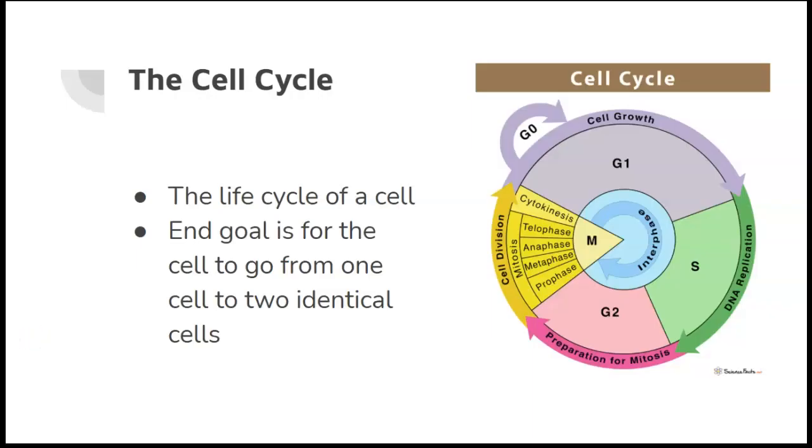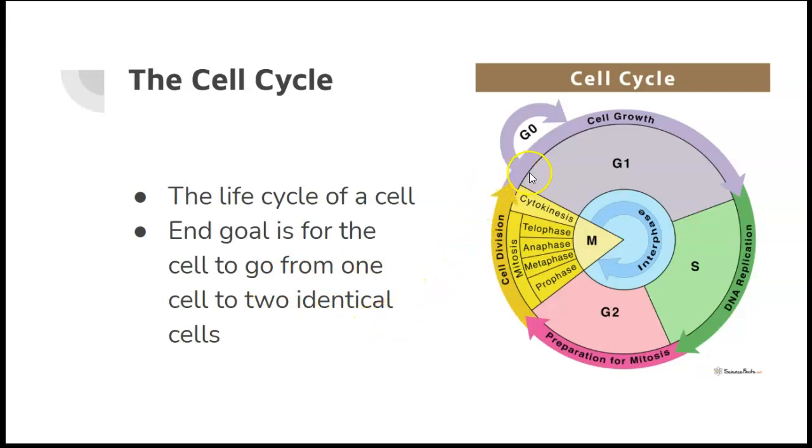So diving right into the cell cycle itself, what is it? Basically it's just the life cycle of a cell. A cell will go through multiple stages in its life, and they're broken into specific parts that have specific goals within each part. The end goal of the cell cycle is for the cell to go from one cell to two identical cells. And that is a key piece, identical, right? We want them to be the same so that they do the same thing.